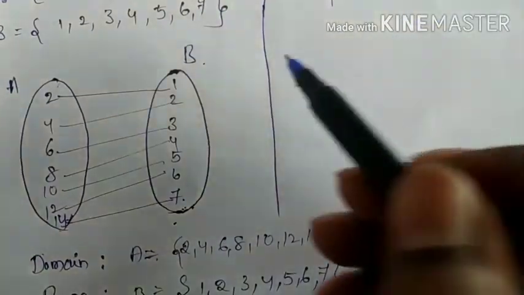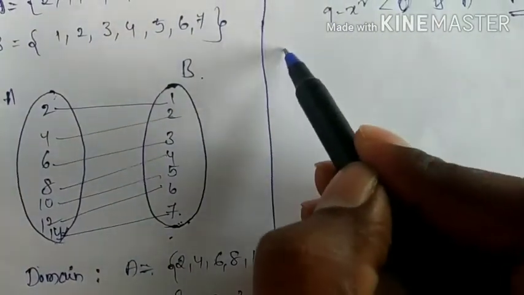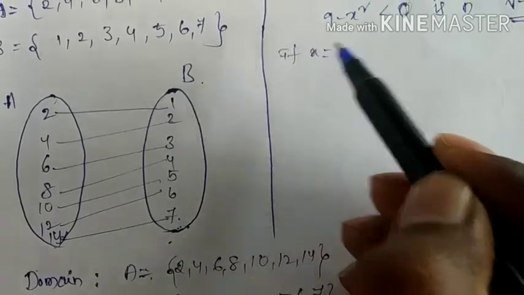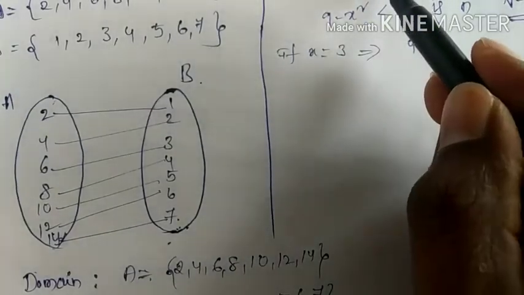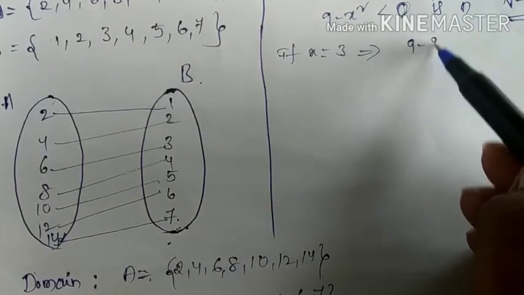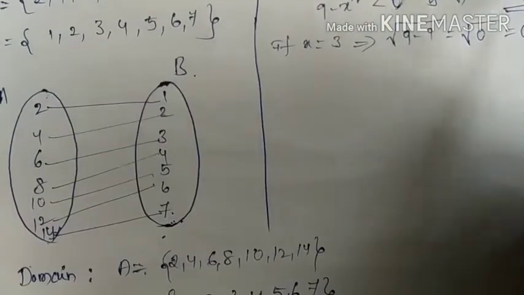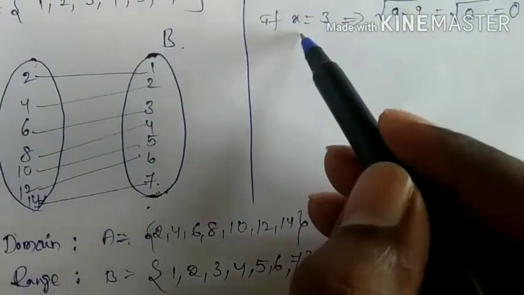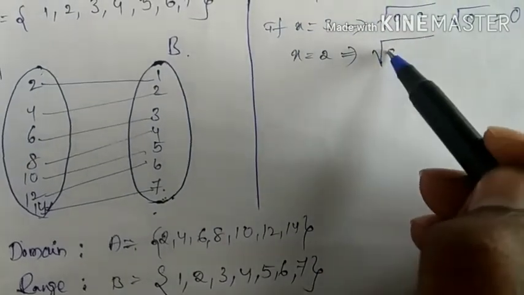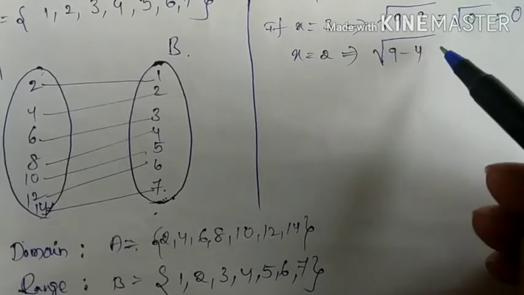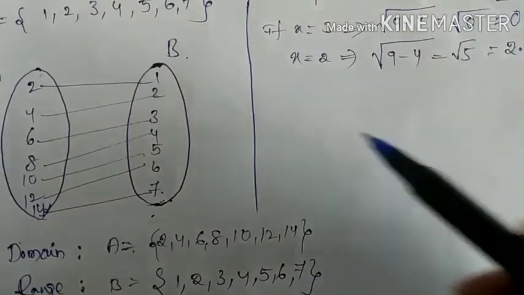So now let's see. Here, if I take first x equal to 3, then the function is 9 minus 3 square, and 3 square is 9, so root over 0 is equal to 0. Clear? Next, if x is equal to 2, then root over 9 minus 2 square, which is 4. Here it is root 5. It is 2 point something.